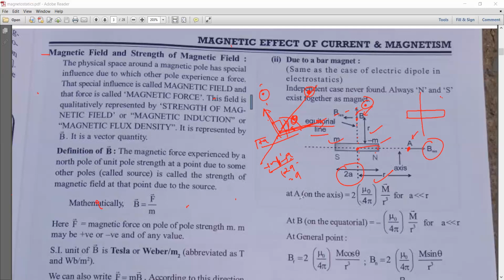So now on the axis, what will be the value, right? So that value is 2 mu naught by 4 pi, m r cube, for a less than r. That means the magnet is very small in comparison to this, right?